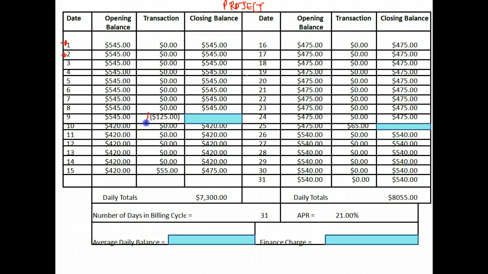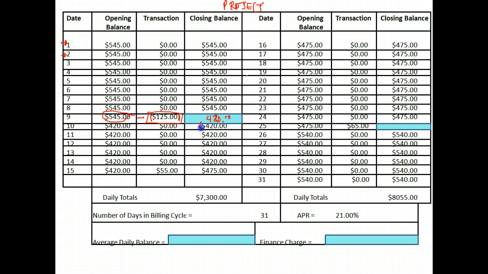Now notice the difference on day 9 is that there's a number here in the transaction column. It's $125 and it's in parentheses. If it's in parentheses, the transaction, that means you've made a payment. It's a credit to your account. So you take your balance and you would subtract the $125. And when you do that, you get $420 as your new balance.